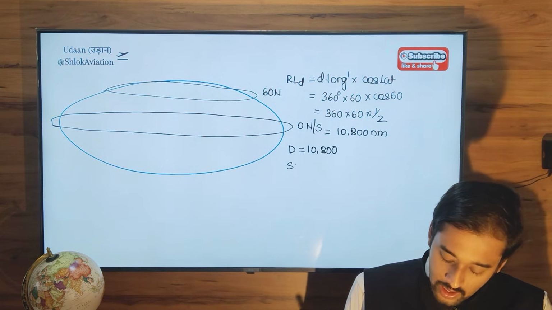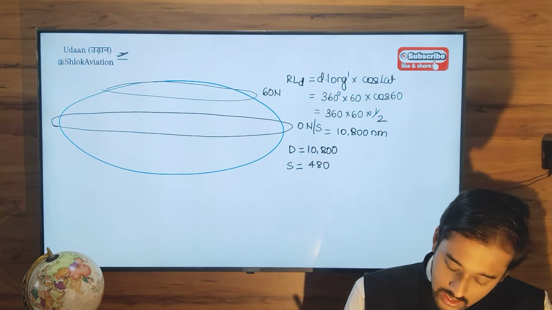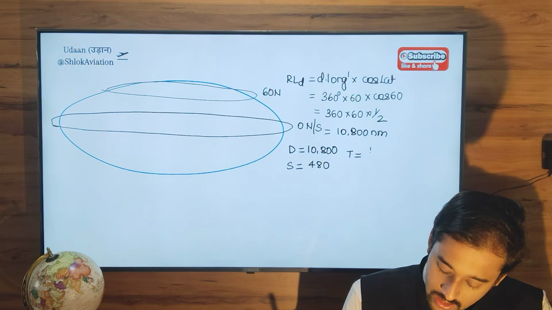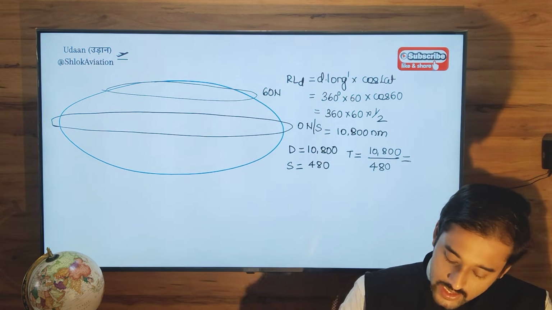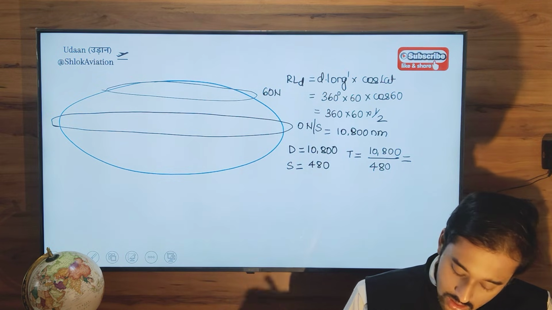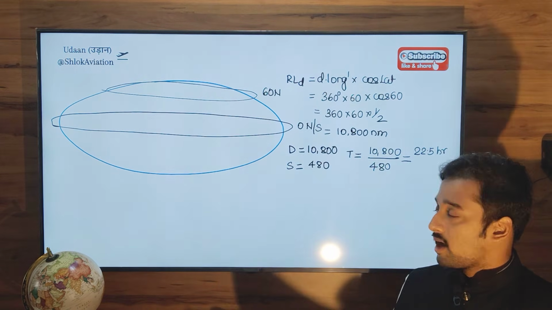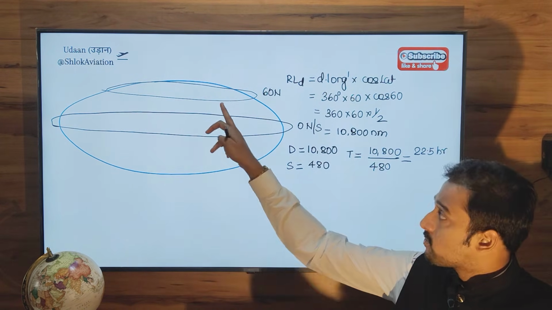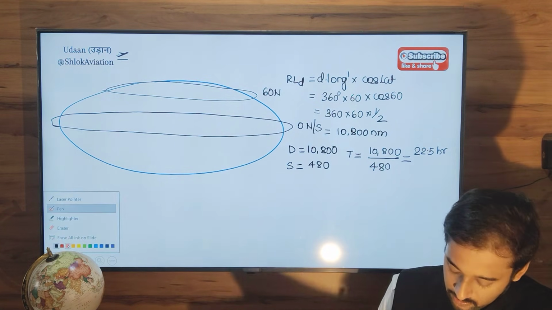The speed at which you will rotate 360° is 480 knots. The time you will take will be how much? 10,800 divided by speed 480. This time will be 22 hours 30 minutes, 22.5 hours. So the time you take to circle the full 60° north latitude is 22.5 hours.